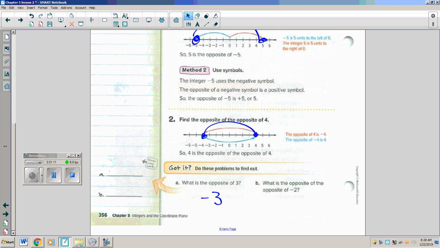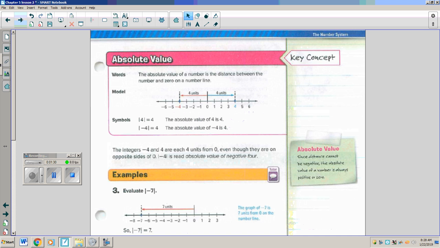-3. The opposite of the opposite, let's make it tricky. The opposite of -2. The opposite of -2 is 2. The opposite of the opposite, good grief, is -2. Let's start out by confusing everybody right off the bat.